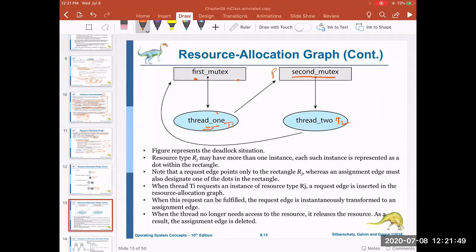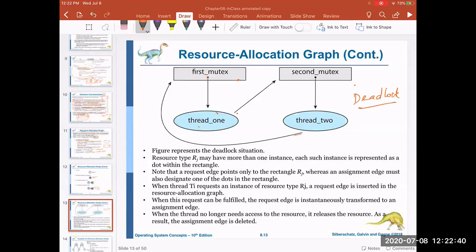So this is a resource. Let us suppose this is R1 and this is R2 and this is R1. So this is thread T1 and thread T2. Thread 1 is requesting the second mutex, and it has already acquired one instance of this mutex. And what happens to thread T2? It has already acquired the second mutex and is requesting the first mutex. So this creates a deadlock condition.